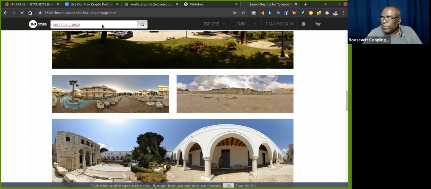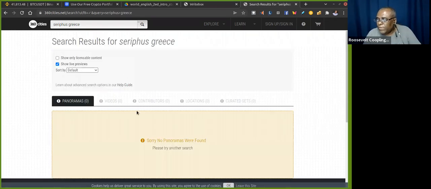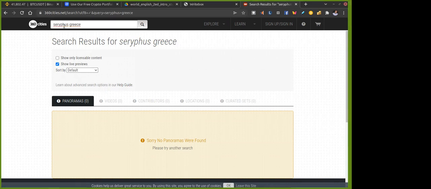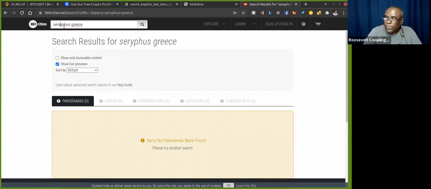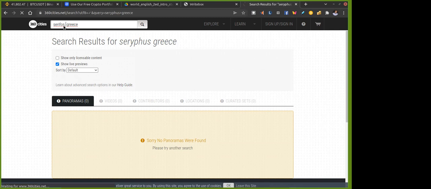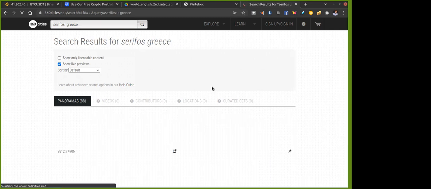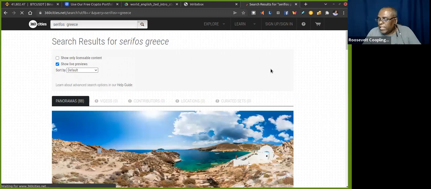Serifos. Let's see if we can find it. No, probably not, that's not the name. Okay, do you remember the correct pronunciation? Let's take a look here. Serifos. Look at that, now we have something.